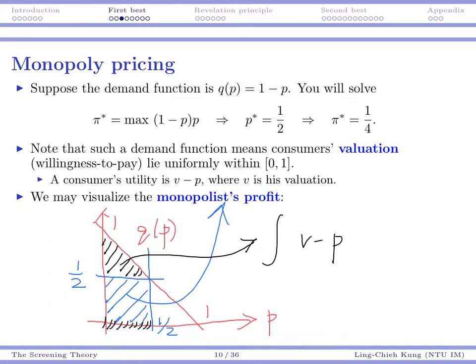Okay, for each consumer, the valuation is V. For V between 1/2 and 1, they earn V minus P. Okay, and after you do this calculation, immediately you can see it's just 1 over 8. Okay, so it's just the area here. So this is the very basic analysis. There is really nothing special here.